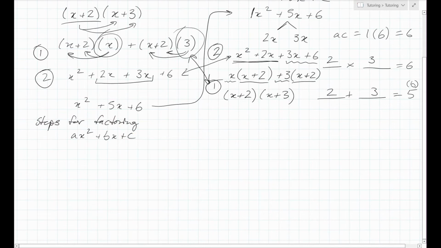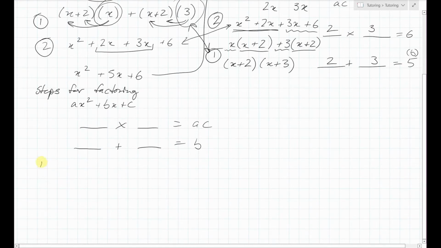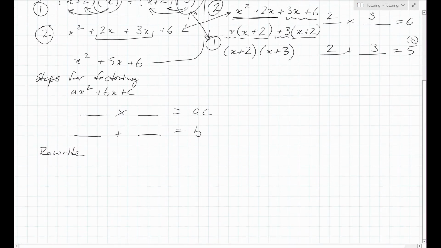We want our quadratic to be in that form. Then we want to see what two numbers multiply to get a times c, and what same two numbers add to get b. So that's our first step. Then we rewrite our equation, rewrite it all out, don't combine any terms.